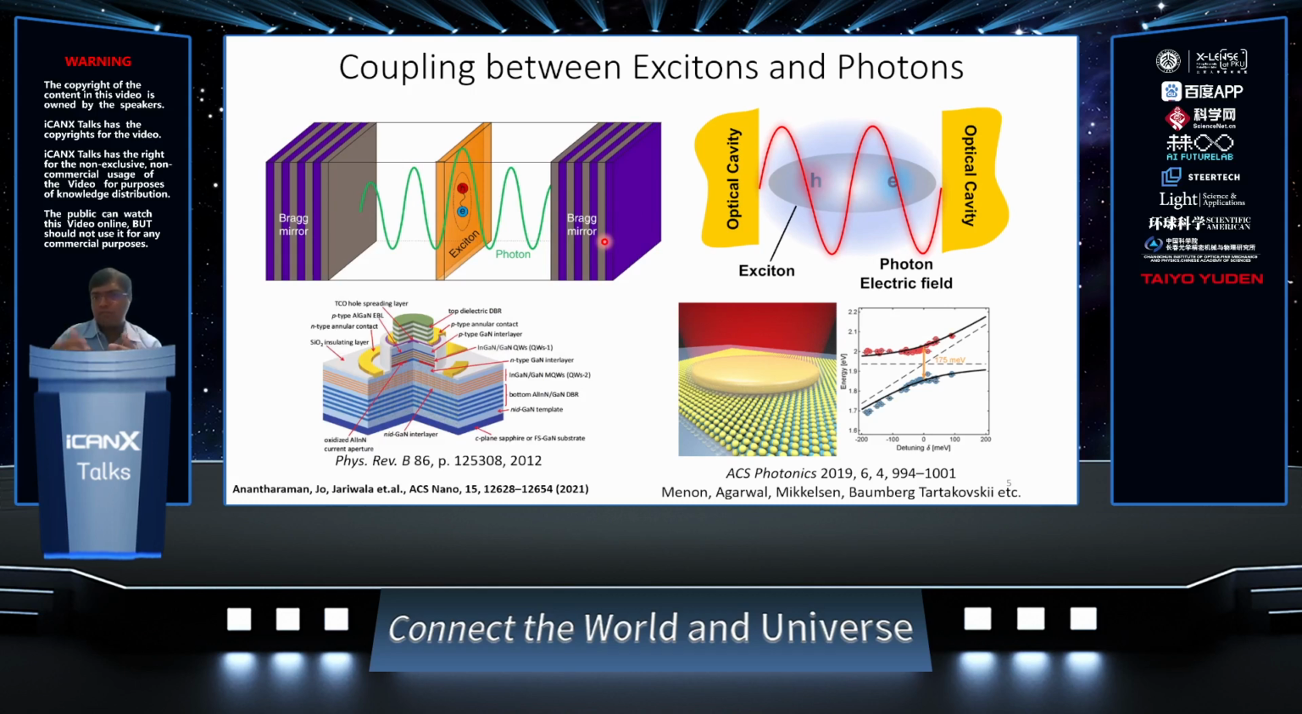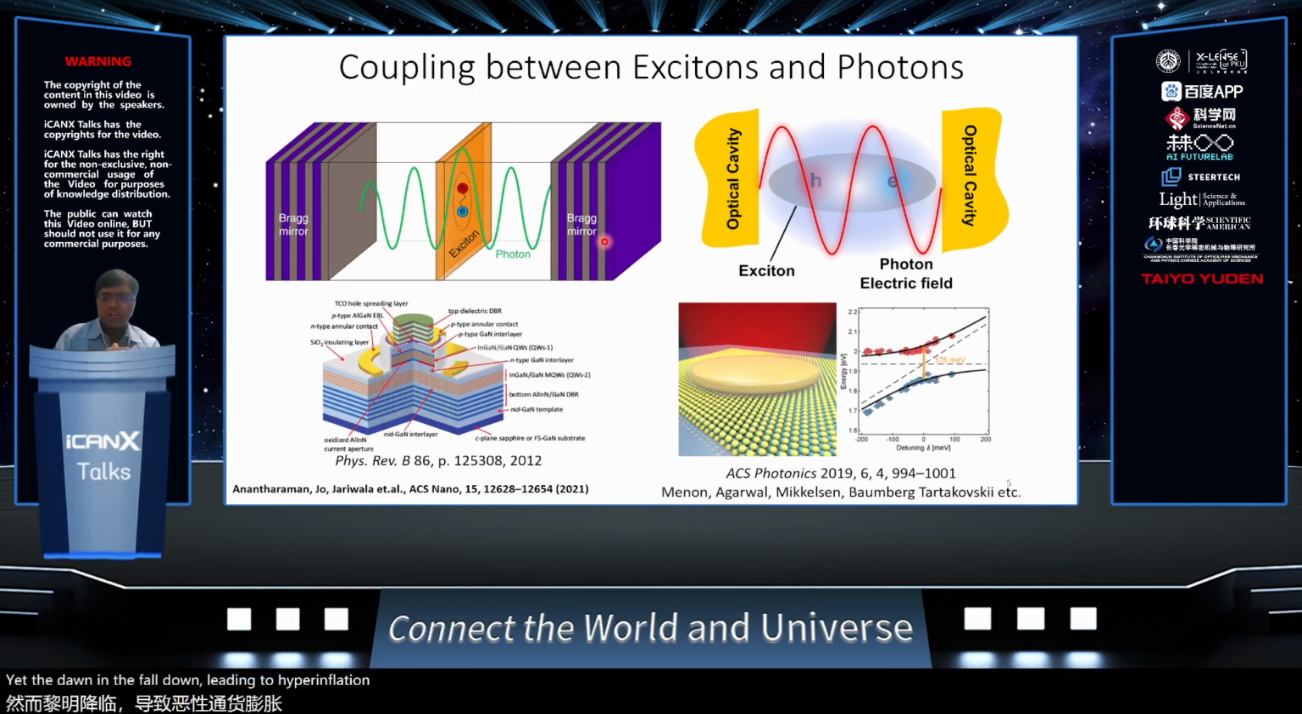So it's a half light, half matter state. Very unusual, but this is what quantum mechanics leads to. You have a superposition of the wave function between the exciton and the photon, leading to hybrid light-matter states. These hybrid light-matter states have been investigated for many, many years.